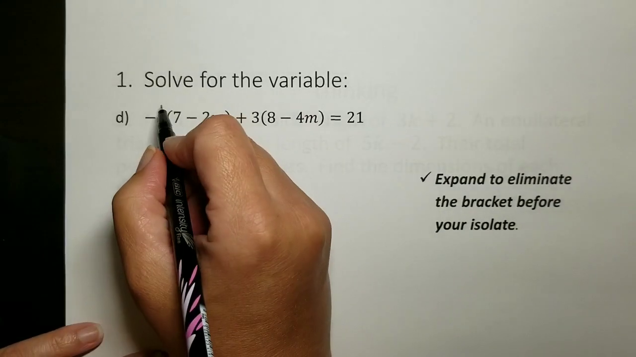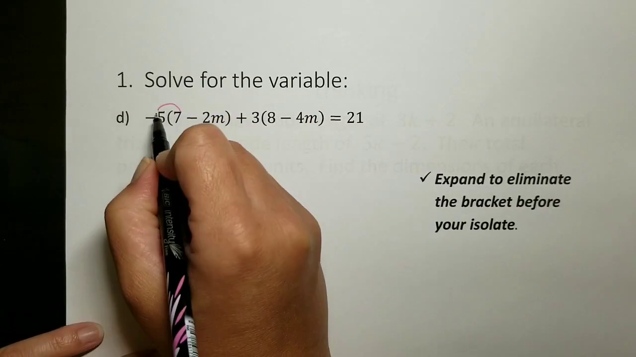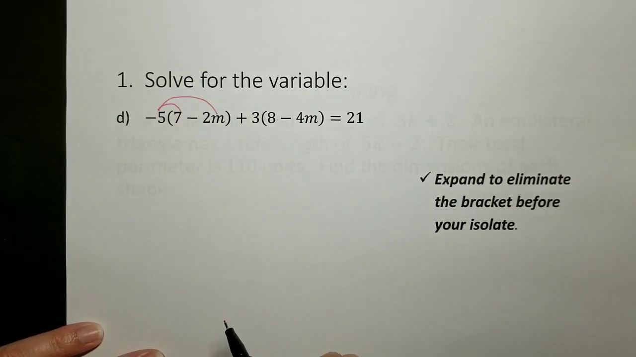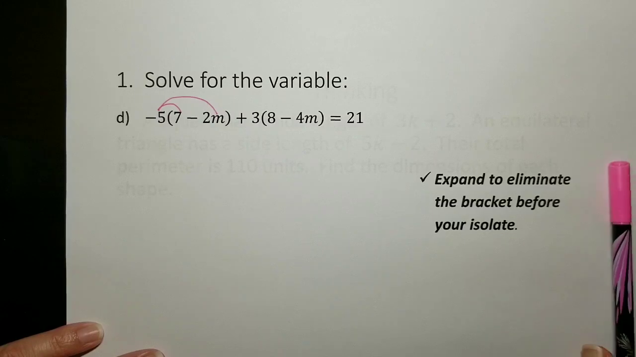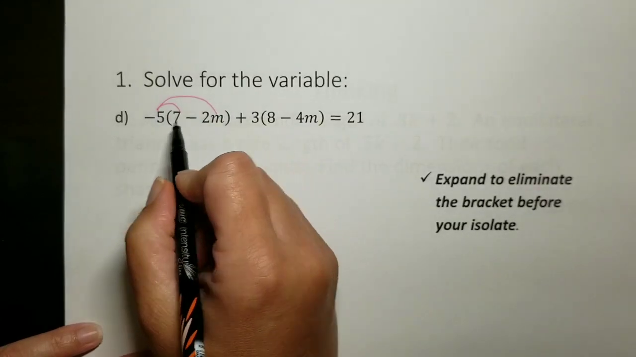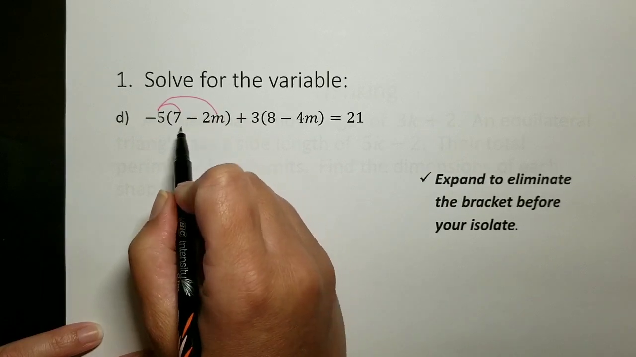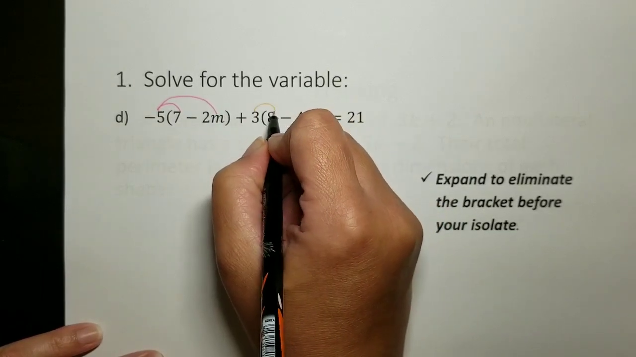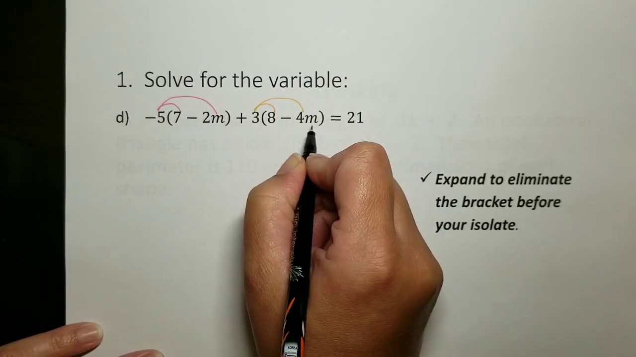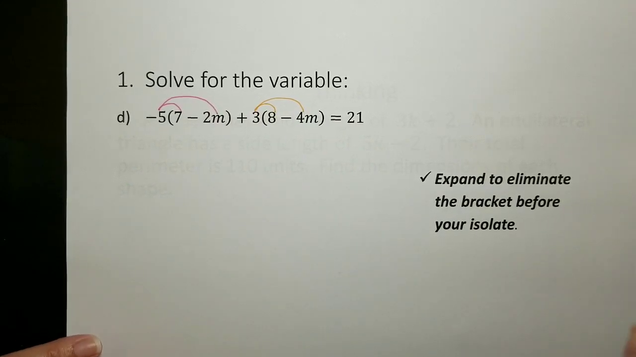Here we go, next one. Negative 5 times 7, negative 5 times negative 2m. And here I'm going to use a different color just to make it really clear. The negative 5 multiplies by this bracket, this polynomial in this bracket. This 3 is going to multiply the polynomial in the second bracket.